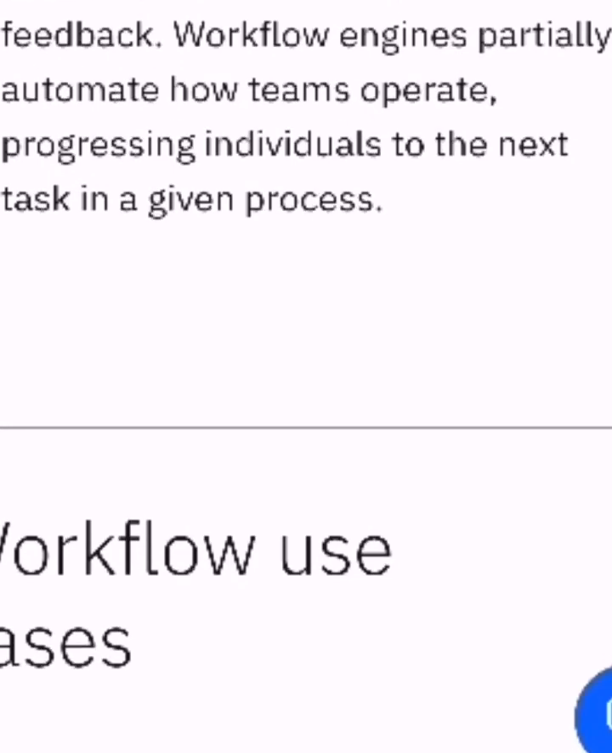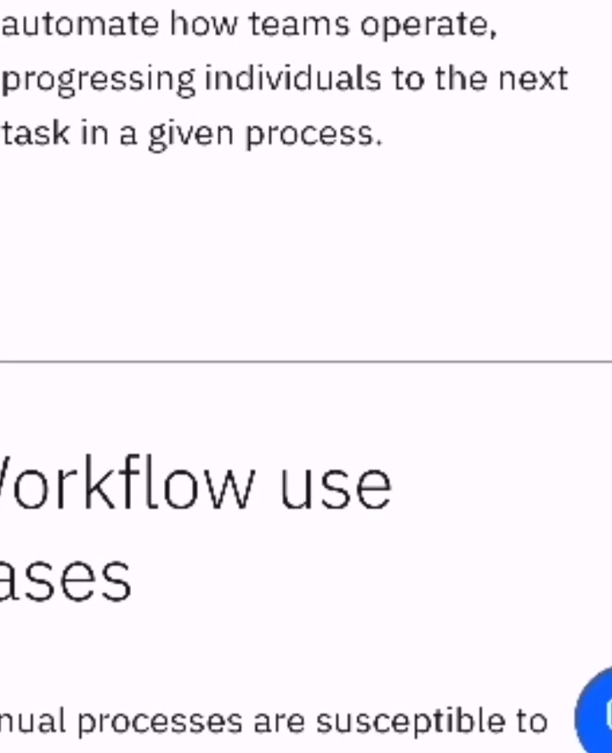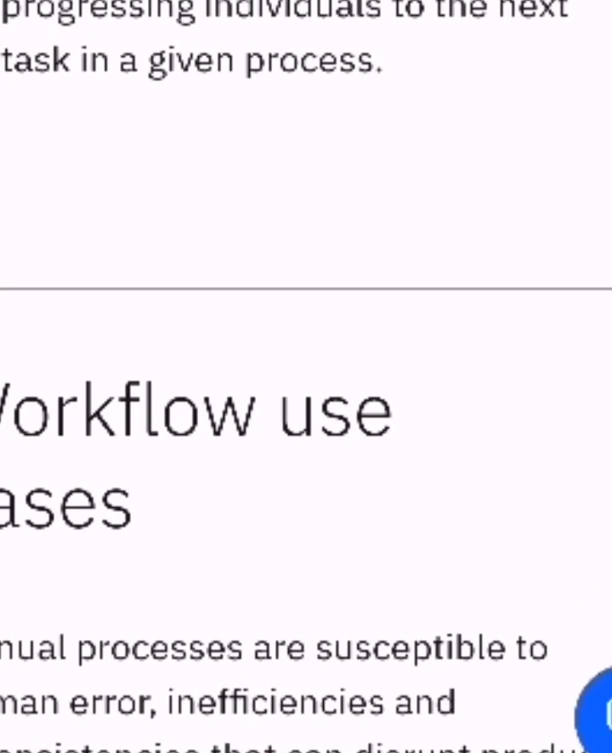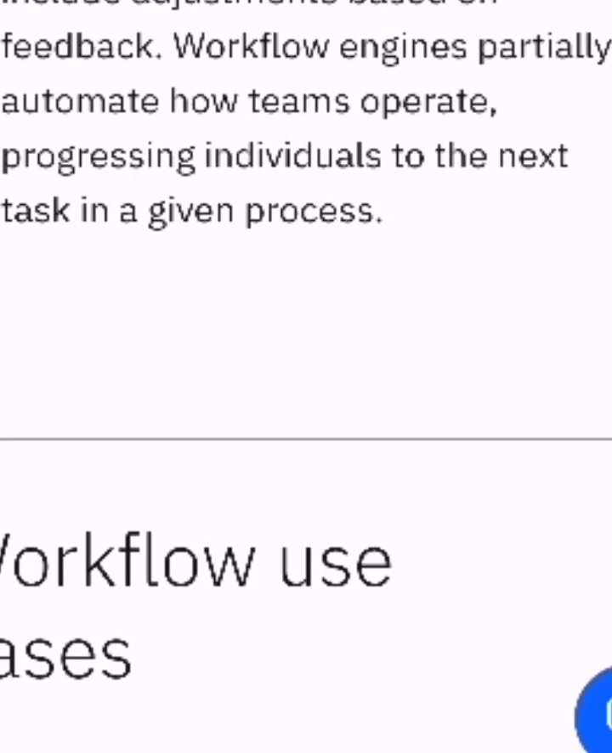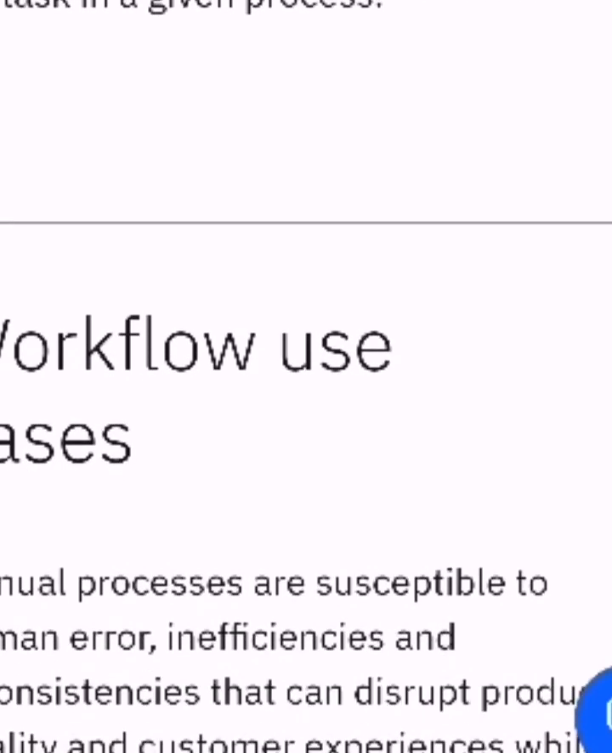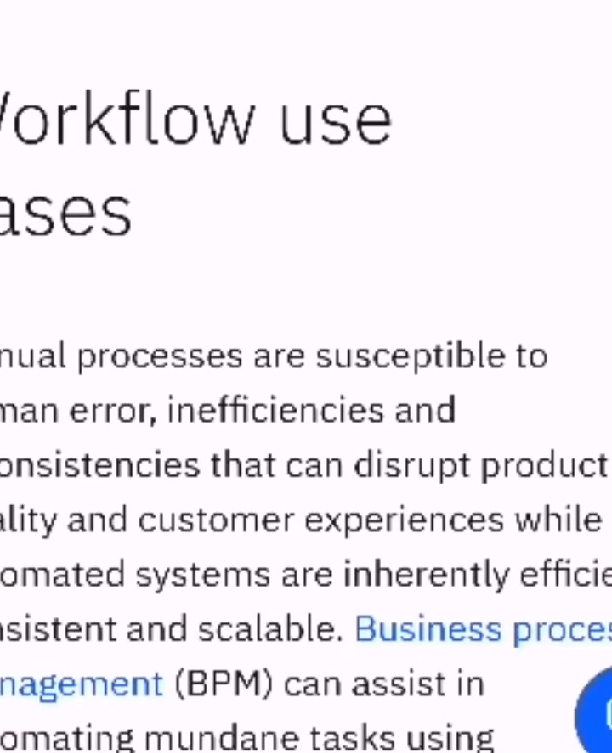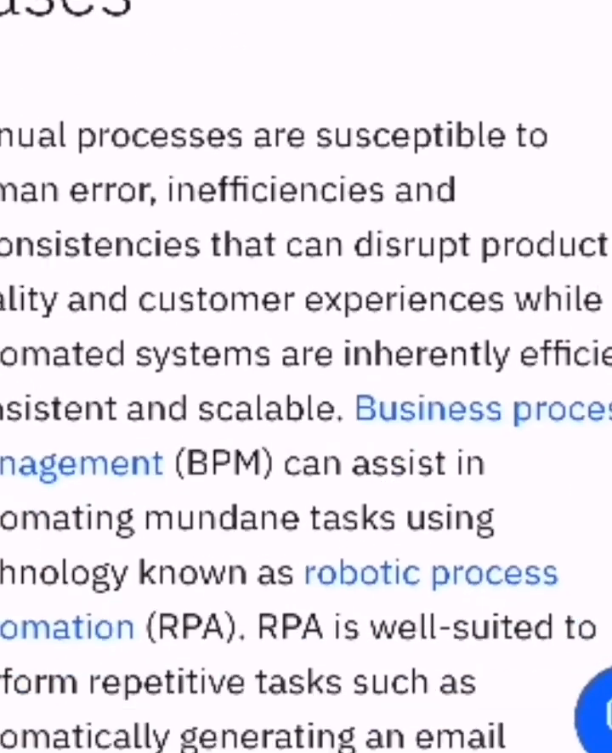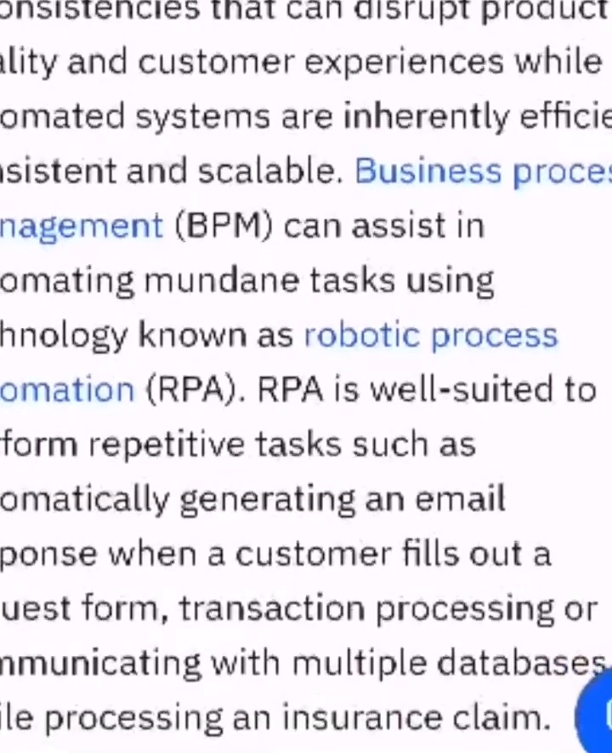Number 6 is finalize the flowchart. This should include the adjustments based on the feedback. Workflow engines partially automate how teams operate, progressing the individuals to the next task in a given process. Workflow use cases.